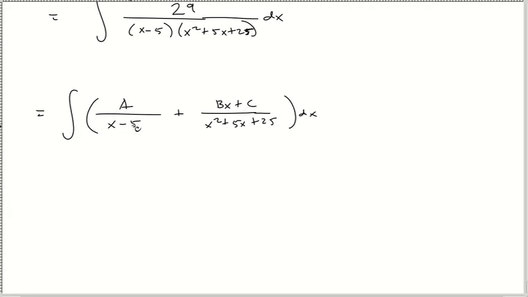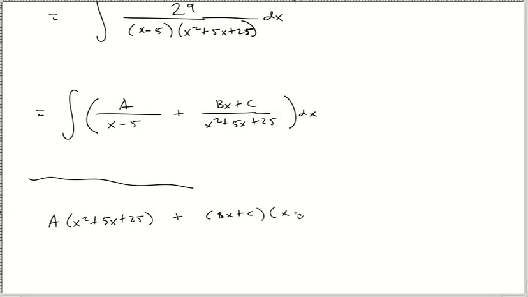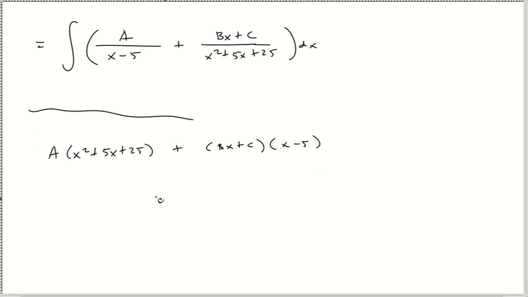So what I'm going to do is I take this denominator and multiply it over here. So again, as we've seen in the past, A times its opposite, and then B, or Bx plus C in this particular case, times its opposite. Distribute. This is actually going to be a FOIL. Can't get around that. Ax squared plus 5ax plus 25a.